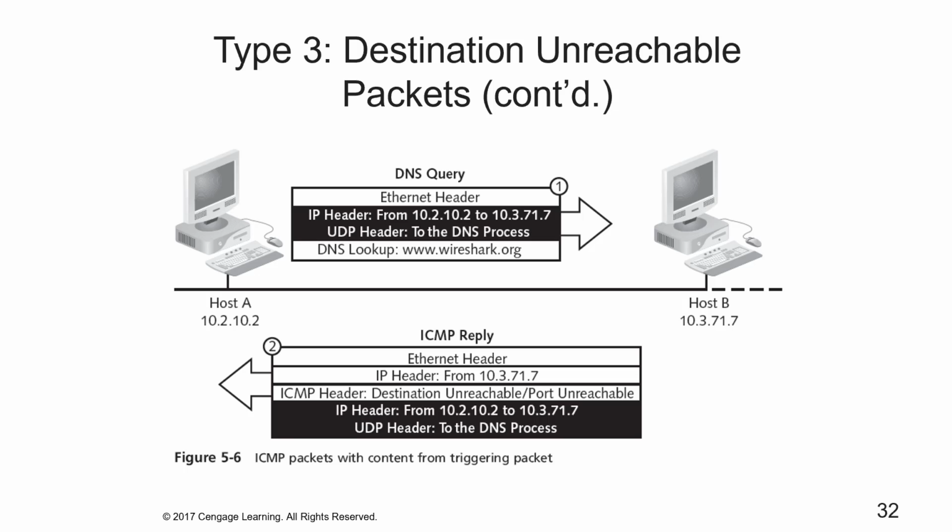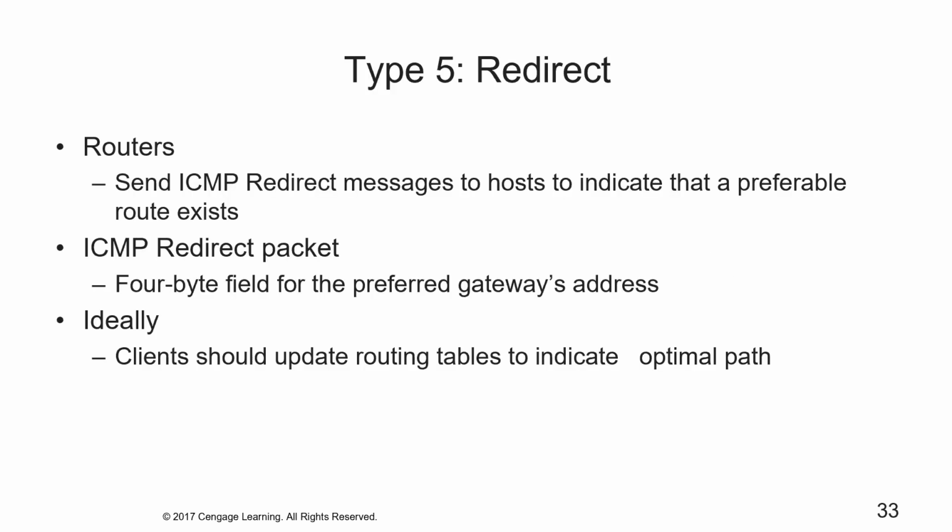Type 5 is a redirect. Routers send ICMP redirect messages to hosts to indicate a preferable route exists. An ICMP redirect packet has a 4-byte field for the preferred gateway address. And ideally, clients should update routing tables to indicate their optimal path.